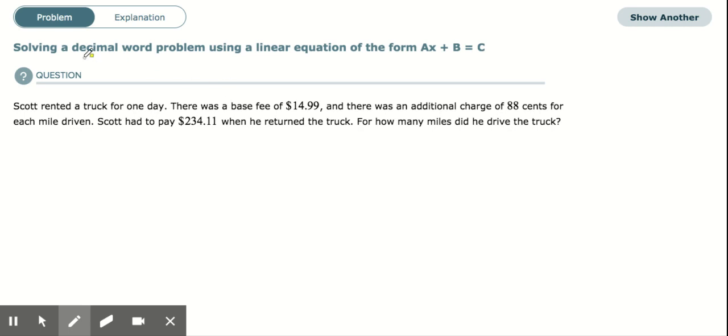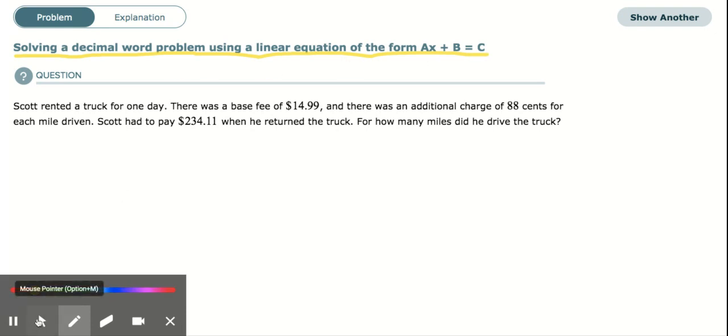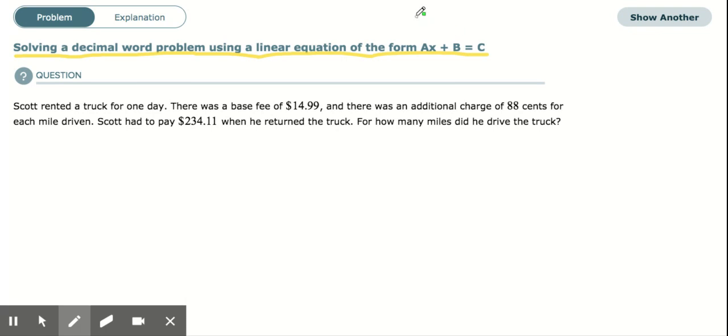This video is going to be on the ALEKS topic, solving a decimal word problem using a linear equation in the form of ax plus b equals c. Now, you might be used to a different type of linear expression, y equals mx plus b, right? You know that as slope-intercept form. Now, honestly, this here, ax plus b equals c, is really the same thing if you look at it.